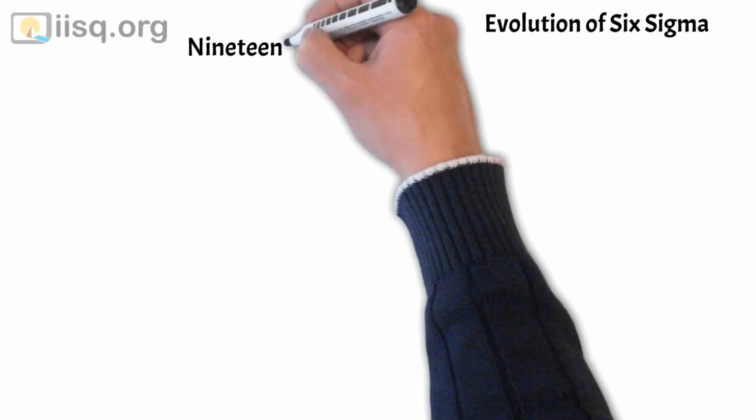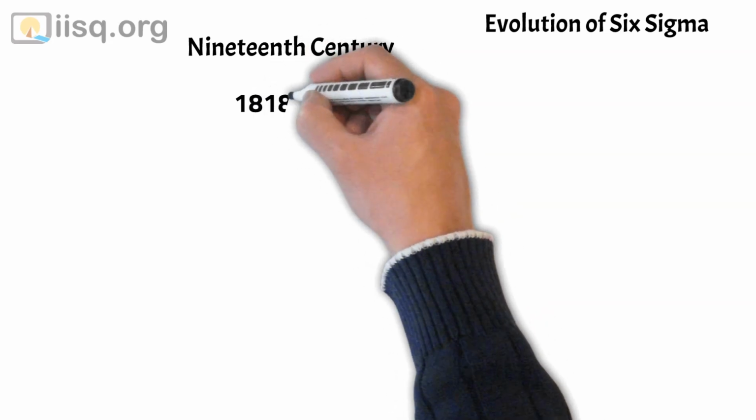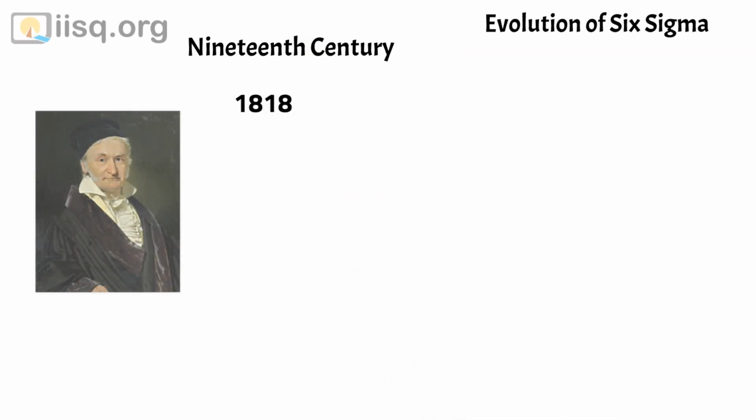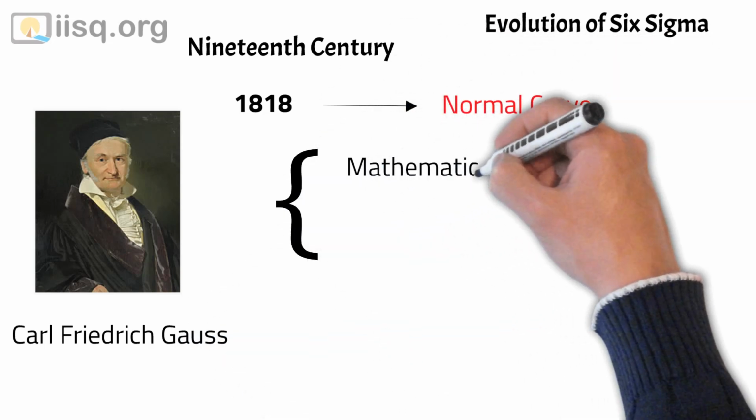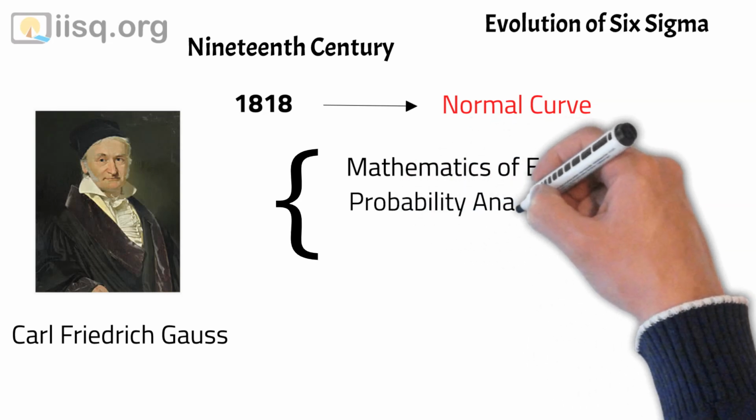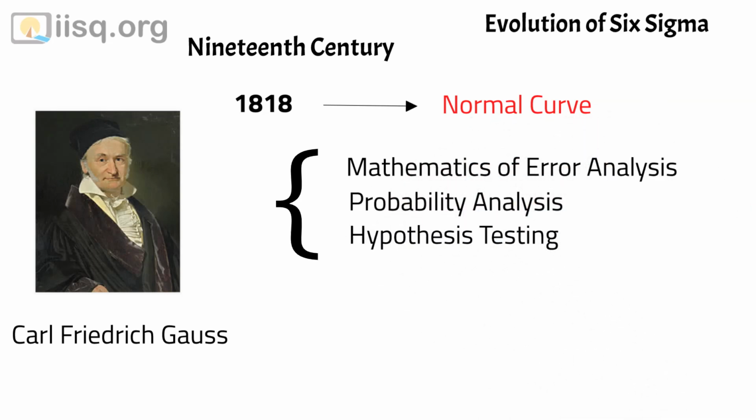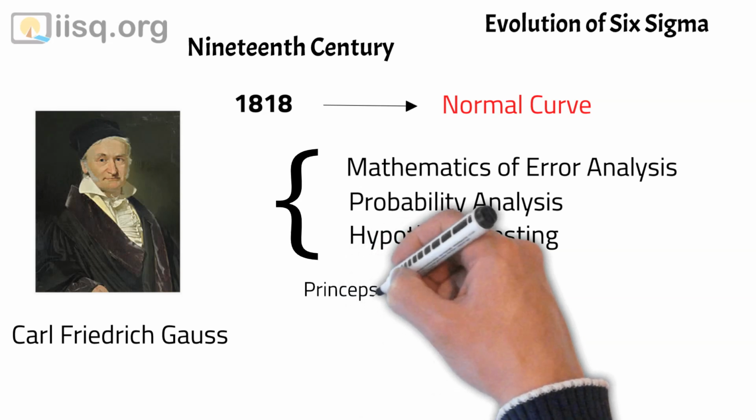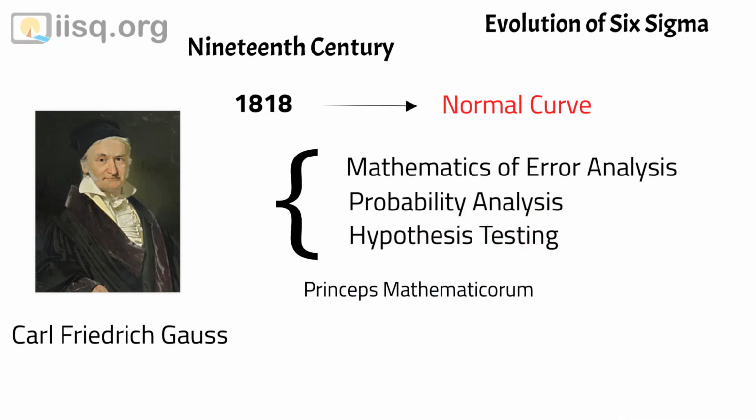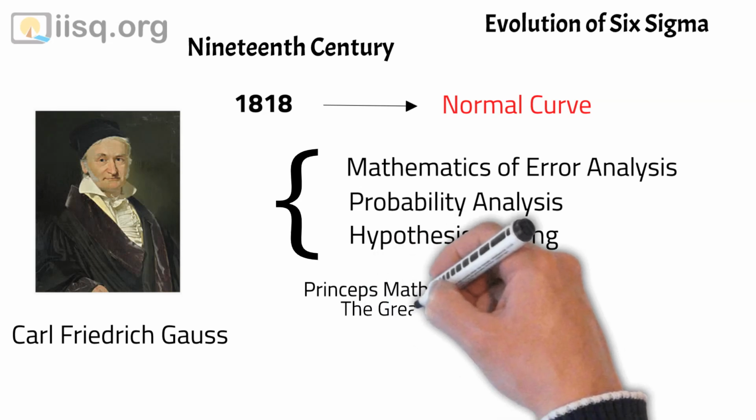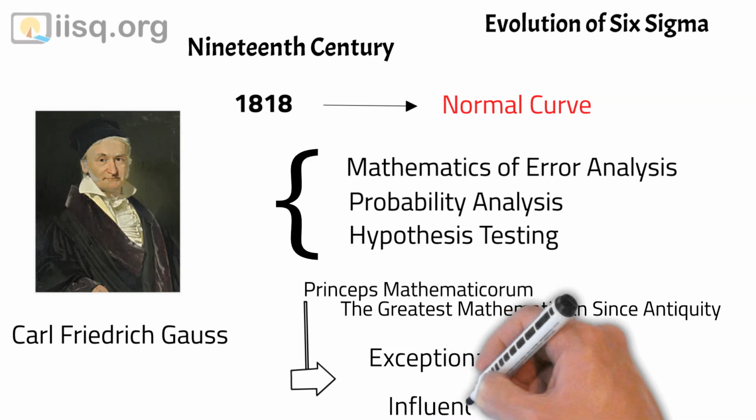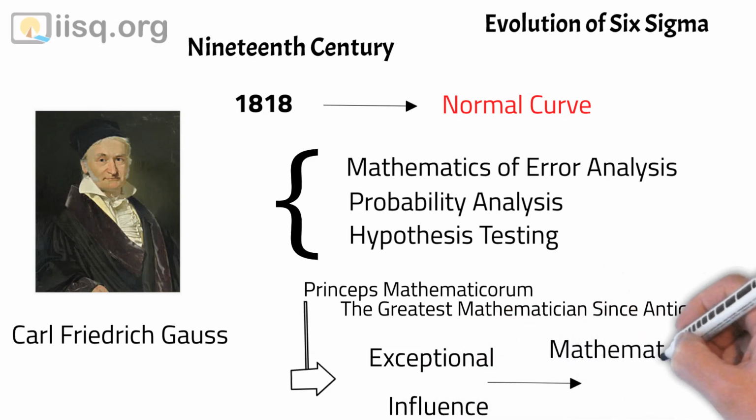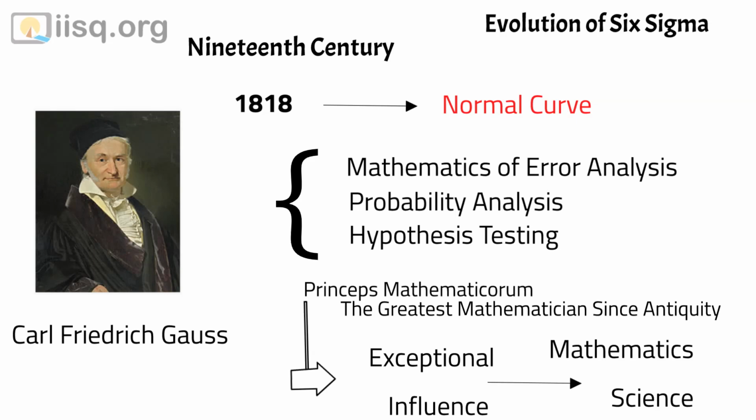19th century. In 1818, Carl Friedrich Gauss, a German mathematician and physicist, uses the normal curve to explore the mathematics of error analysis for measurement, probability analysis, and hypothesis testing. Sometimes referred to as the Princeps Mathematicorum, meaning the foremost of mathematicians, and the greatest mathematician since antiquity, Gauss had an exceptional influence in many fields of mathematics and science, and is ranked among history's most influential mathematicians.